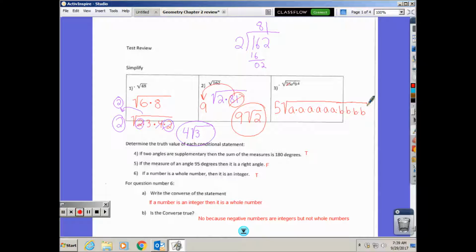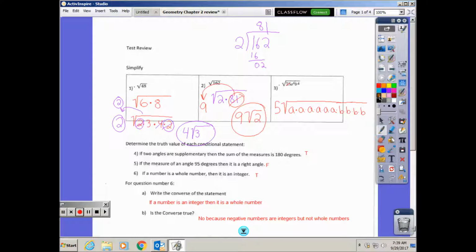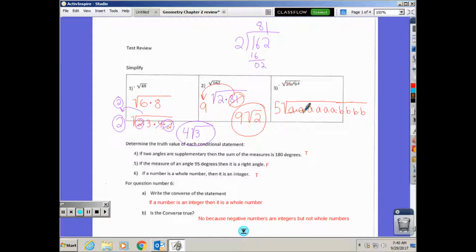Okay? And what I'm going to do here is every time I have 2 A's, I can take out the 2 A's, and that leaves me with 1 A on top. I can take out the 2 A's, that leaves me with 1 A. And the same thing with the B's. I can cancel out 2 B's inside the radical. That's going to be 1 B outside the radical. 2 B's inside the radical, 1 B outside of the radical. I just put them up here to hold them till I figure out what I'm doing.